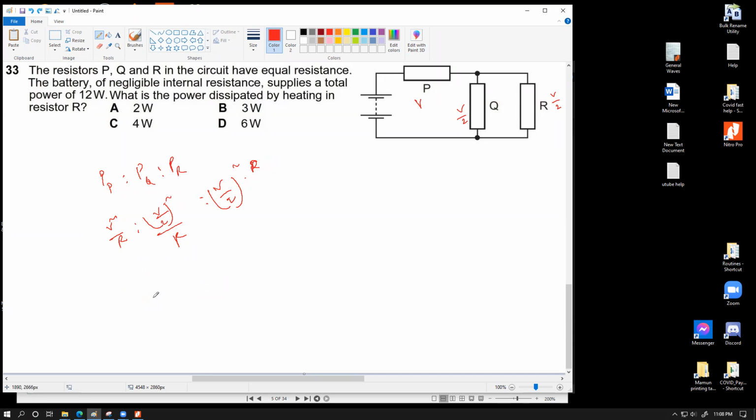So here the ratio is gonna be, let's get rid of the R's. So we're gonna get V square is to V square by 4 is to V square by 4. Multiplying all sides by 4, we're gonna get 4 is to 1 is to 1. So once we get this ratio, once again, the rest of the math is very simple. We are gonna have to divide the number 12 in 4 to 1 to 1 ratio, and that pretty much does it.